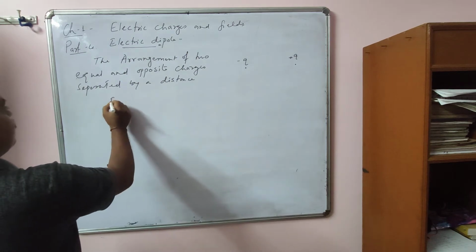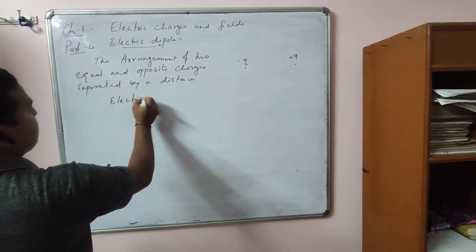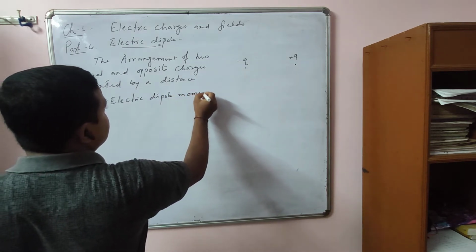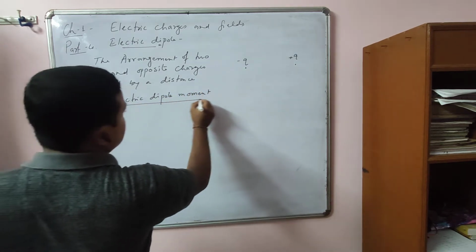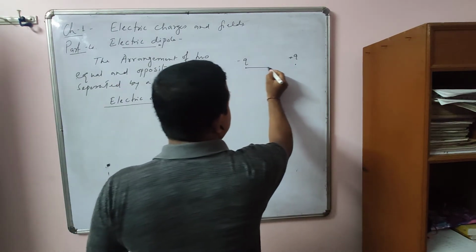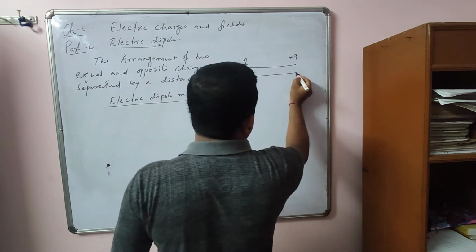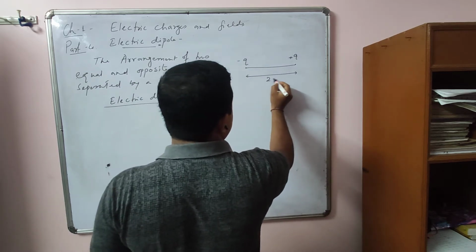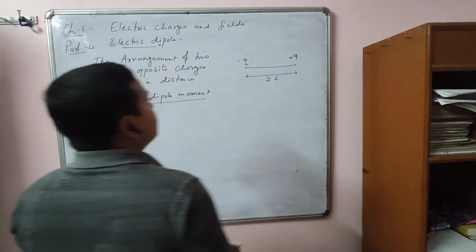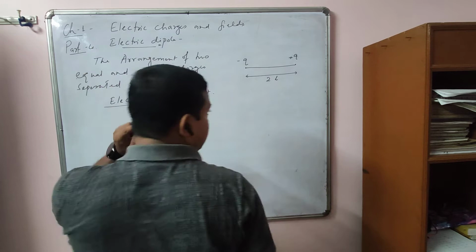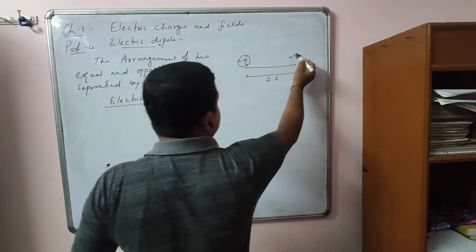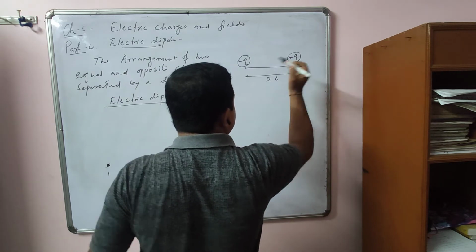Next is electric dipole moment. Okay. It is simply a mathematical term. It is defined as, say, the length of the dipole is 2a. So this is the length of the dipole. By convention, negative charge is placed at the left and positive on the right side.